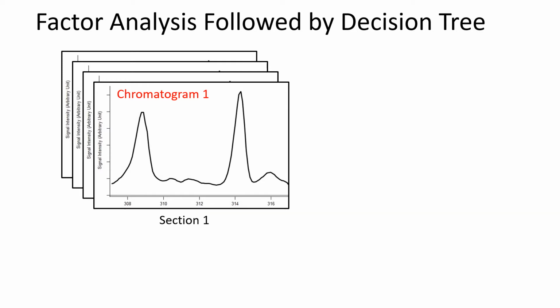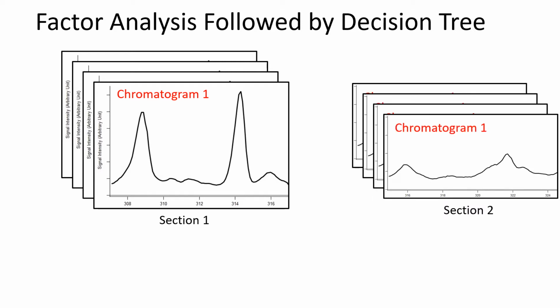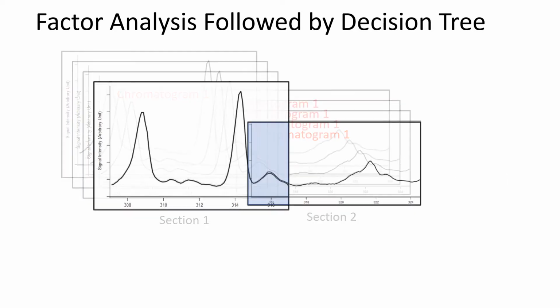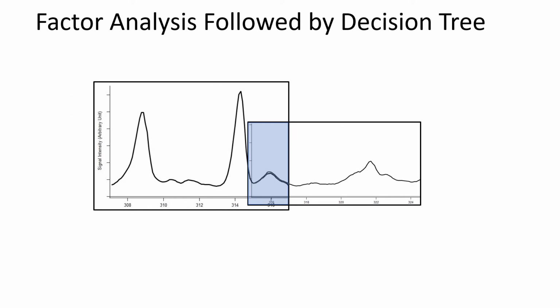Once factors are obtained from the first subsection, the same process is done on the next subset of chromatograms with overlapping retention time until the entire range of chromatograms is covered.